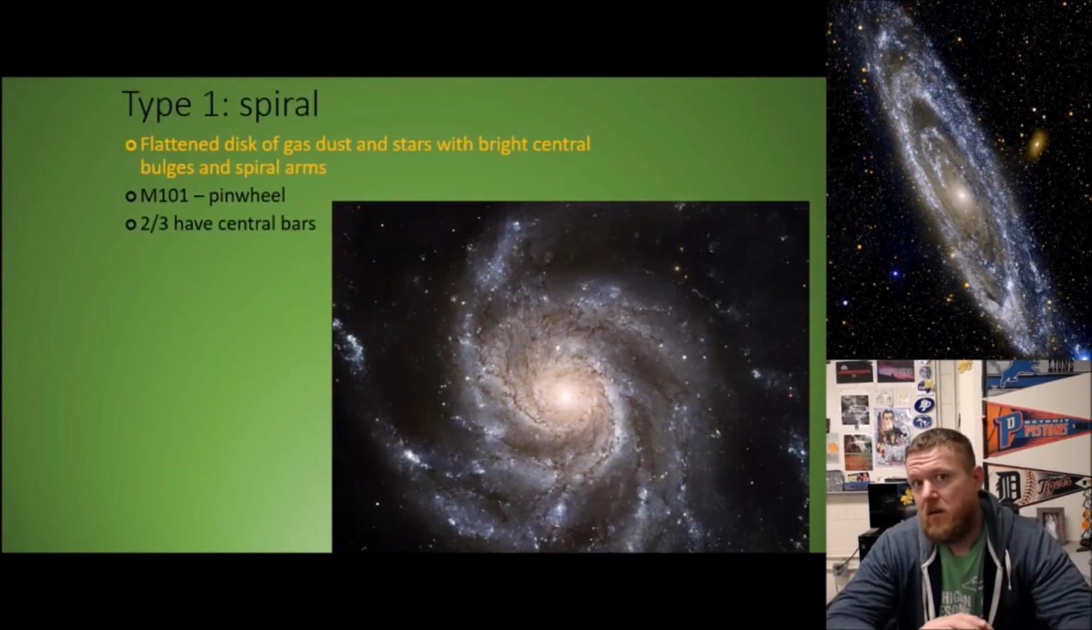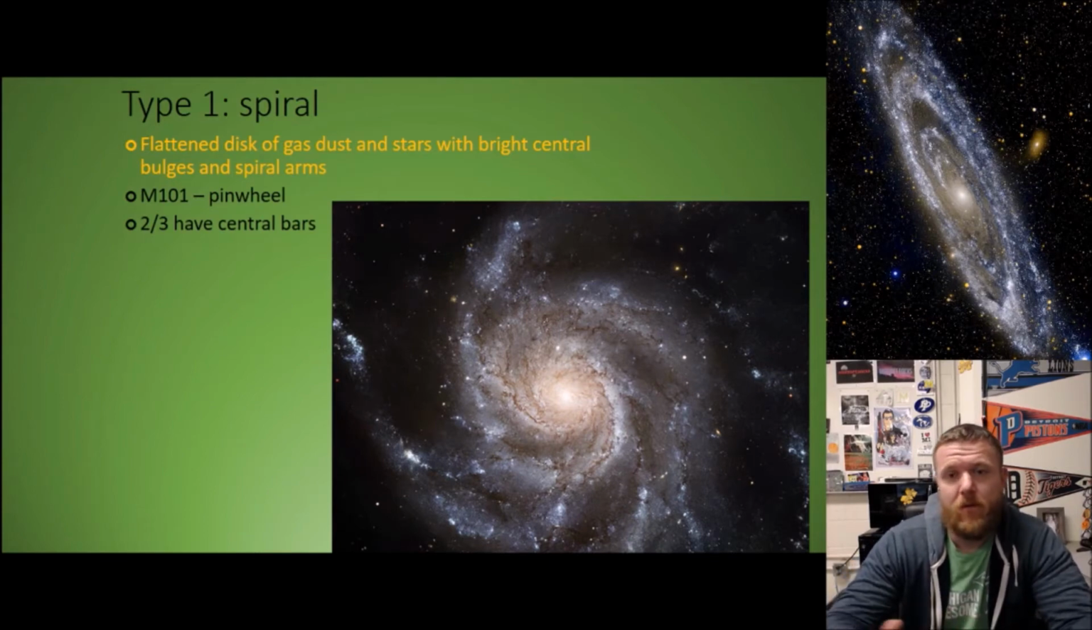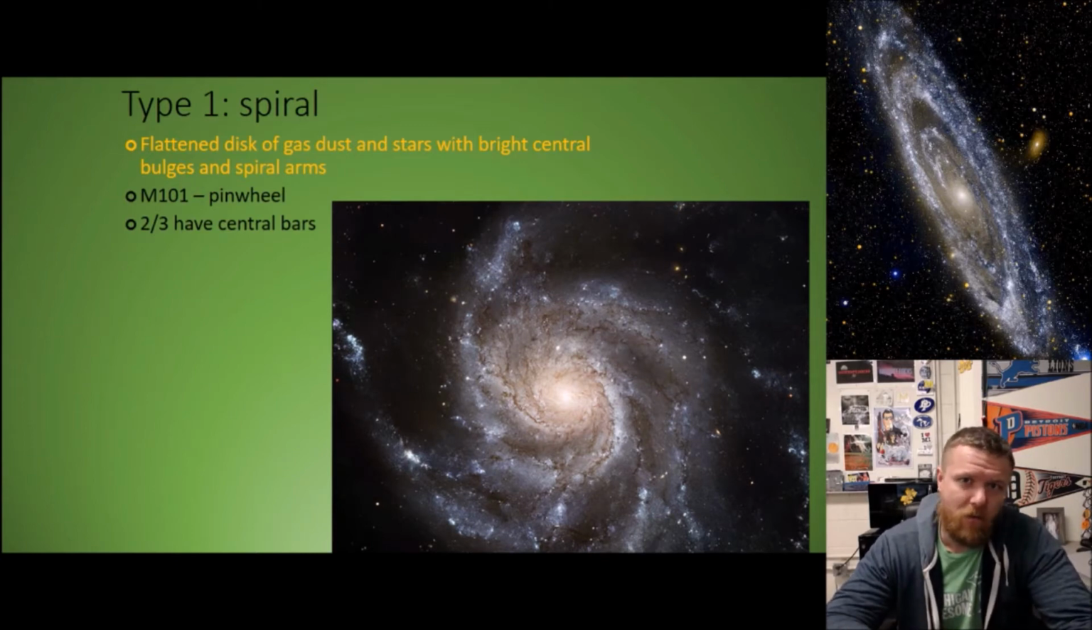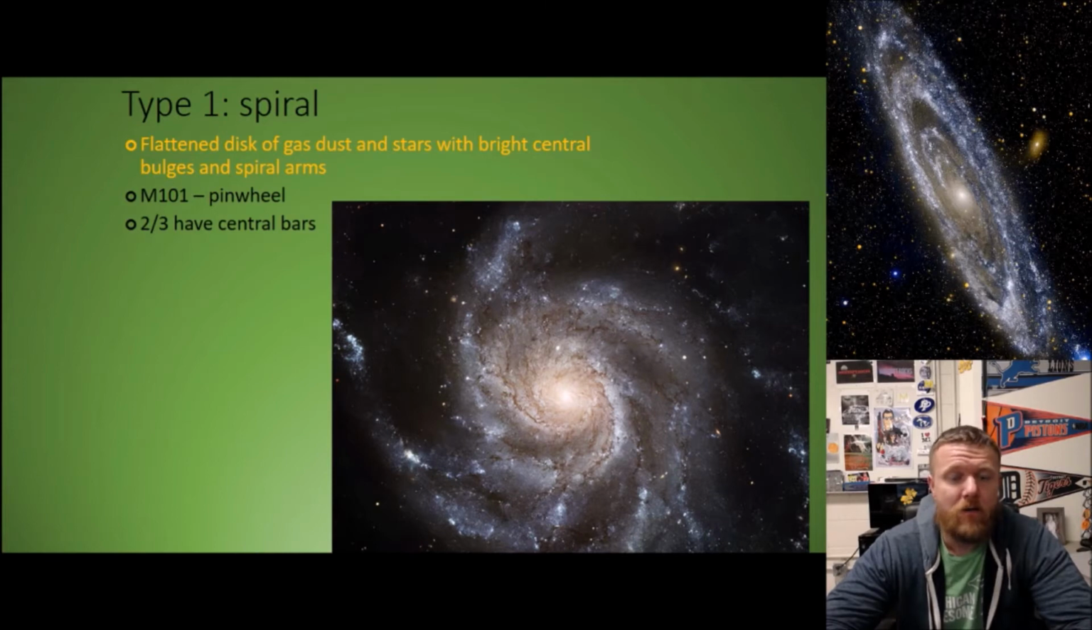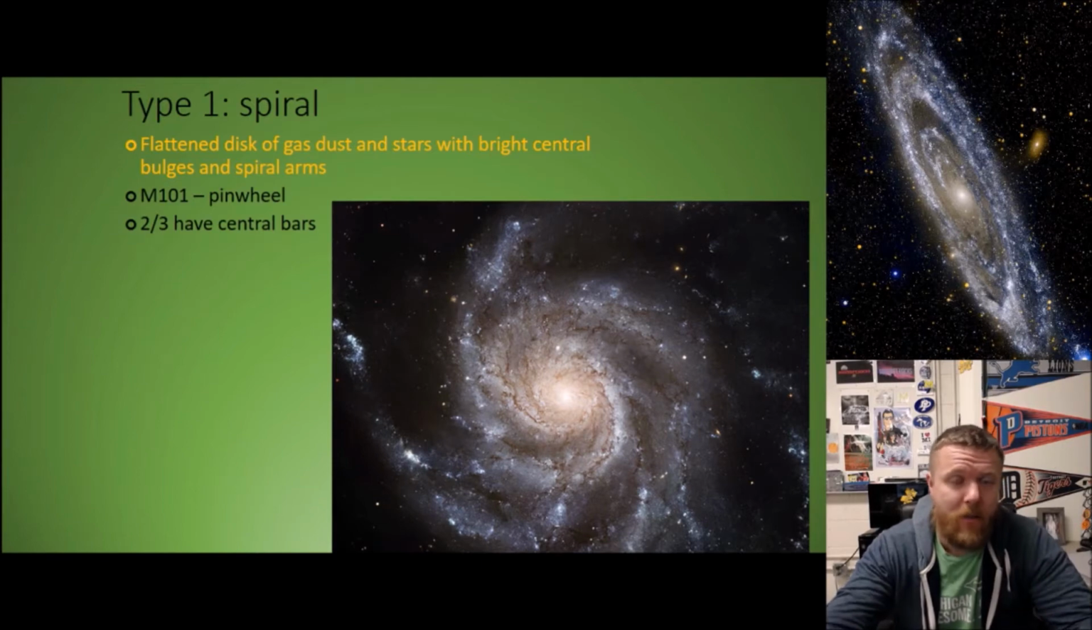Spiral galaxies are the famous ones. These are the ones that are on the covers of astronomy textbooks. We live in a spiral galaxy. This is a photo of what's known as the pinwheel galaxy. It's one of the most photogenic galaxies out there. It is on the other side of our local group. Most spiral galaxies have a bar that goes through the center. We actually think that our Milky Way galaxy has a bar that goes through the center. So we think that we live in what's known as a barred spiral galaxy.